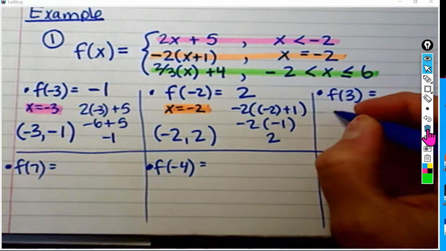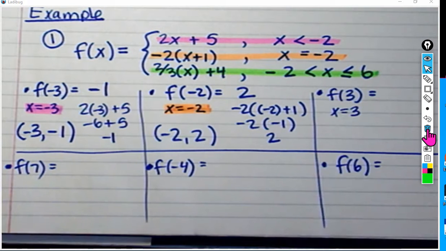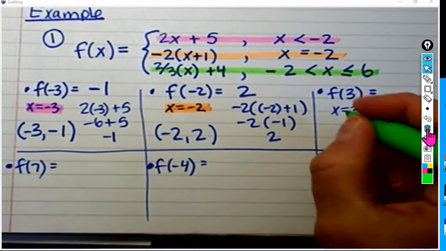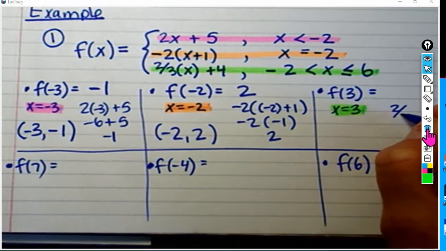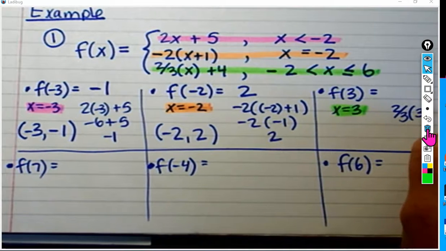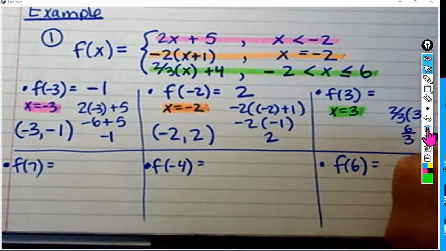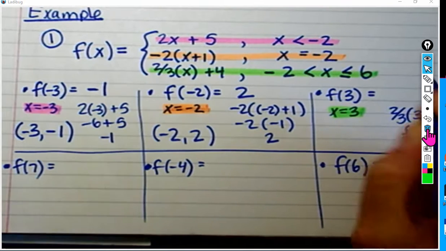Third one. X equals 3. Somebody new? What domain does it go with? Yes, Victoria. Green. Fantastic. Now that I have the green domain, somebody new, what am I going to plug into to find the y coordinate? Yes, Harrison? Plug it into the x. Yes. Which equation am I using? The green one. Okay, so this is 6 over 3 plus 4, so that's 2 plus 4, so that's 6.